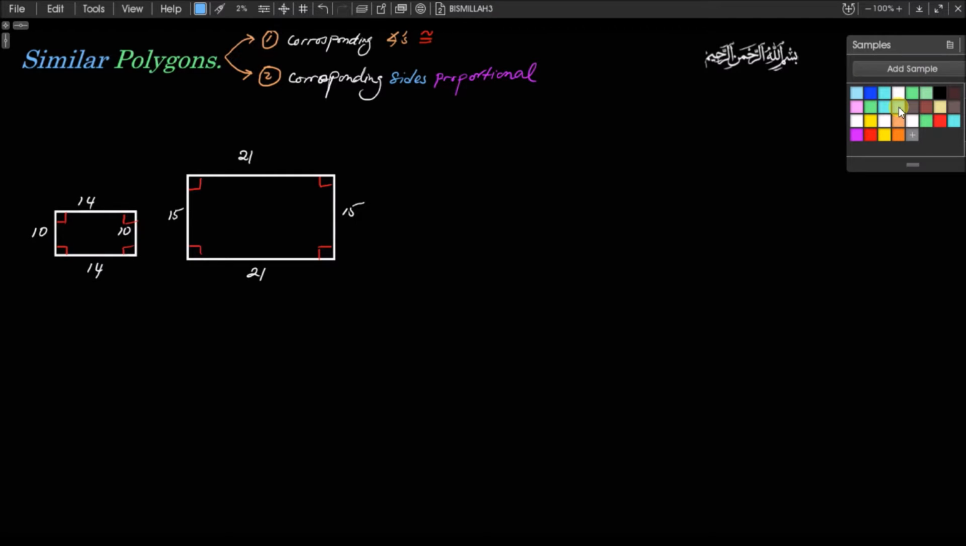Are they proportional? Well, if they are proportional, then the corresponding sides have to be in the same ratio. So 10 over 15 has to be equal to 14 over 21. Well, are they? We can simplify these fractions. 5 goes into both of them, 2 times and 3 times, so that is 2/3. And over here we can simplify this fraction. 7 goes into both of them, 2 times and 3 times, so that's 2/3. And as you can see, the corresponding sides are proportional, so therefore these are similar rectangles.